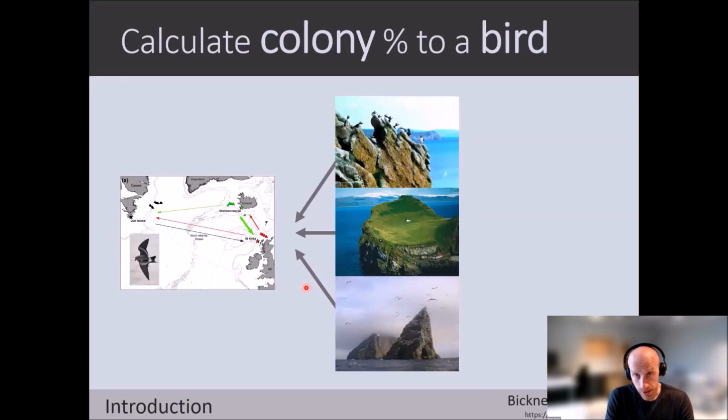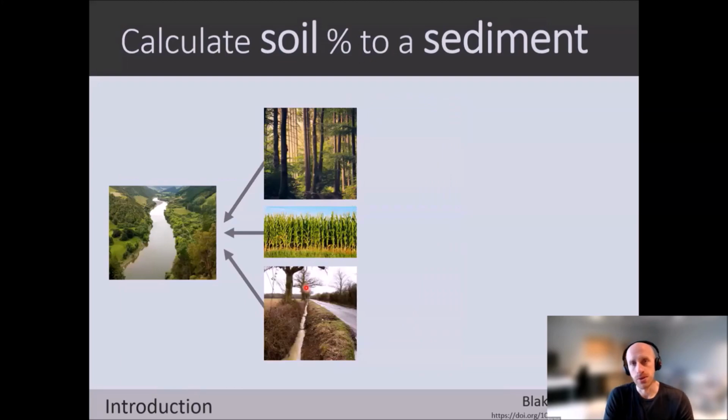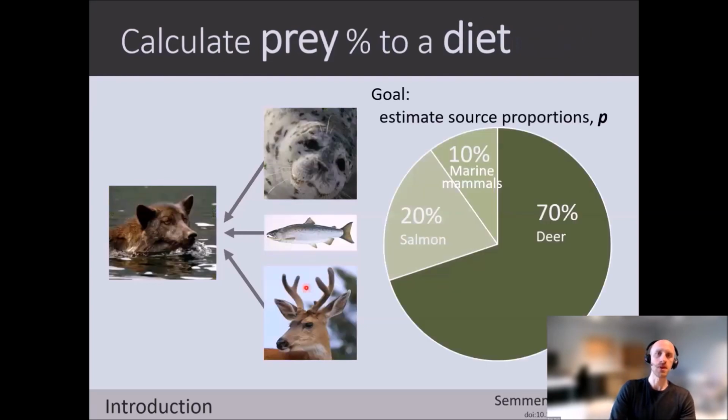People have also used these types of models to calculate movement of seabirds from different colonies, where I think the mixture was the juvenile birds, and the sources were stable isotope signatures from the adult nesting birds in different colonies. They're also used by soil scientists to calculate the percentages of different soil types to a river system where they collect sediment as the mixture. But they started out in trophic ecology, where we're trying to estimate diet, and so the source proportions are the main focus, the parameters we're trying to estimate.